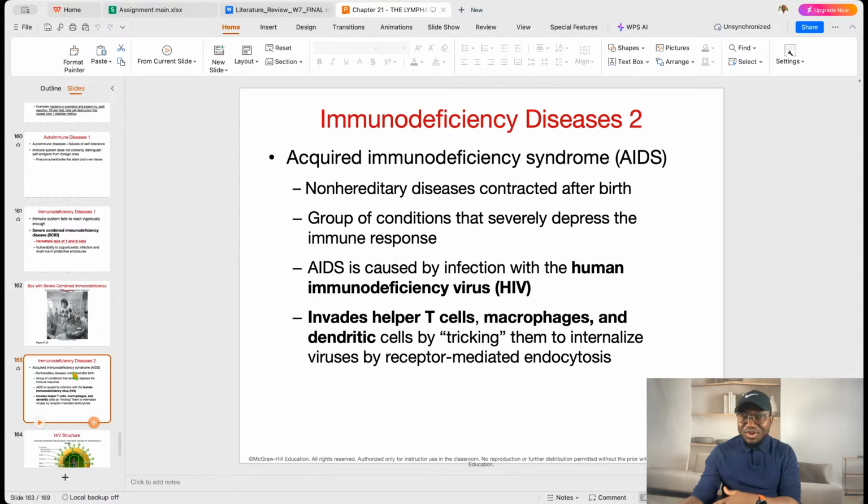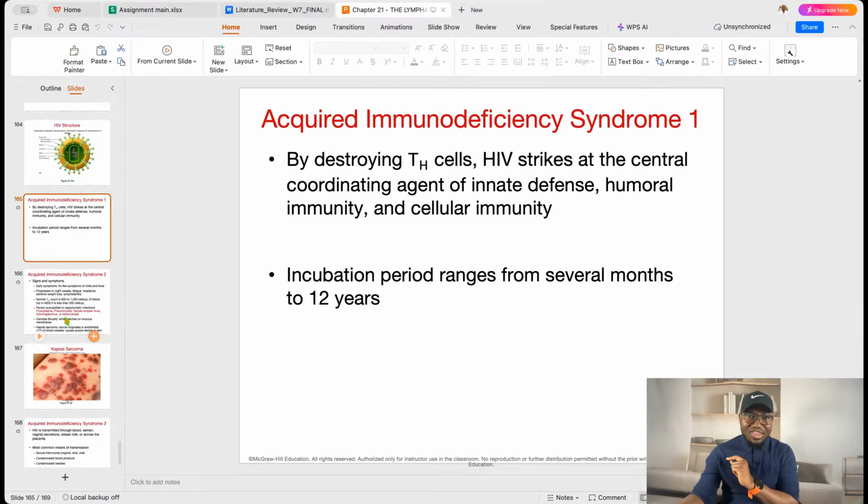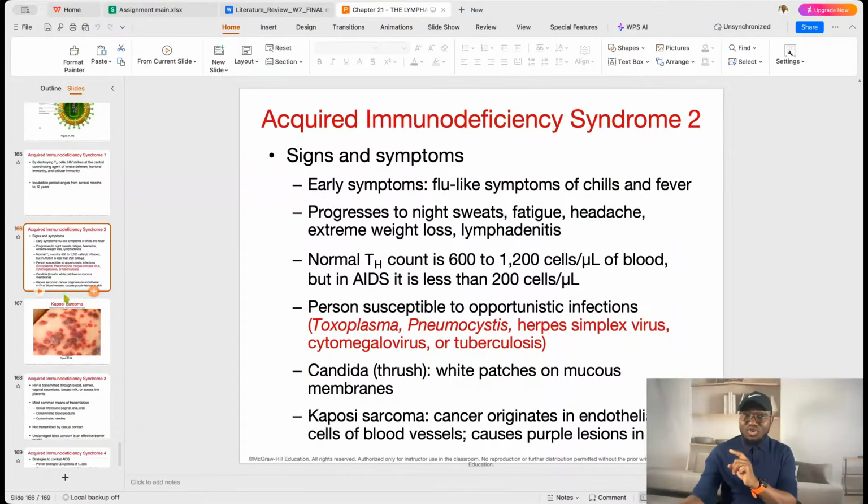Okay, then we have type 3. And these are immunodeficiency diseases. We already know about this. This HIV structure, how HIV functions, how it kills down the immune system. This is AIDS, acquired immunodeficiency syndrome. You need to know the difference between HIV and AIDS, all right?